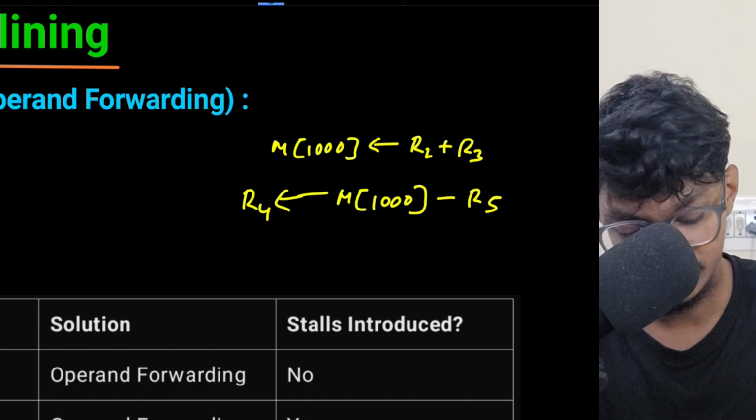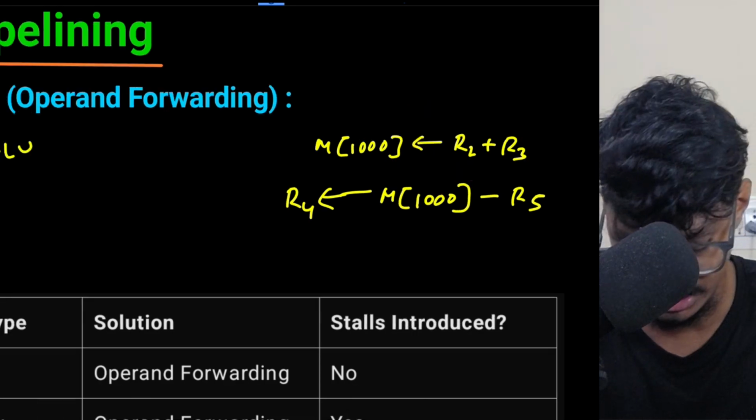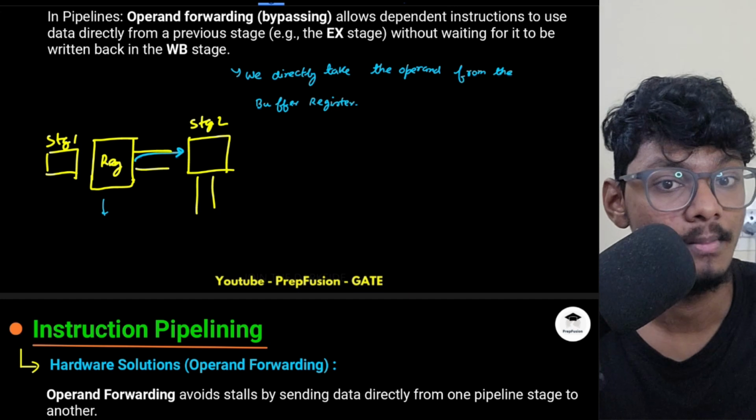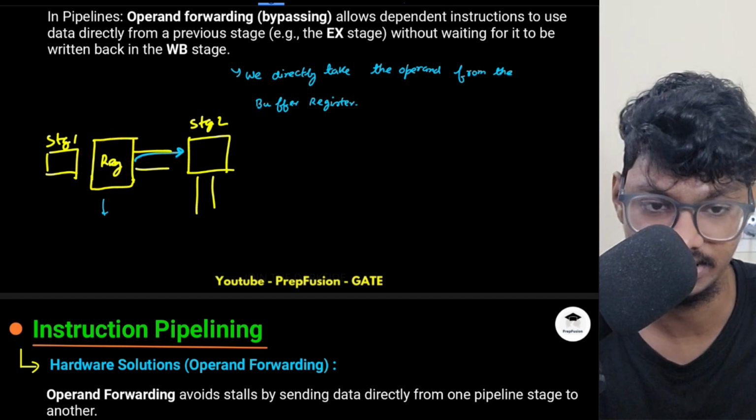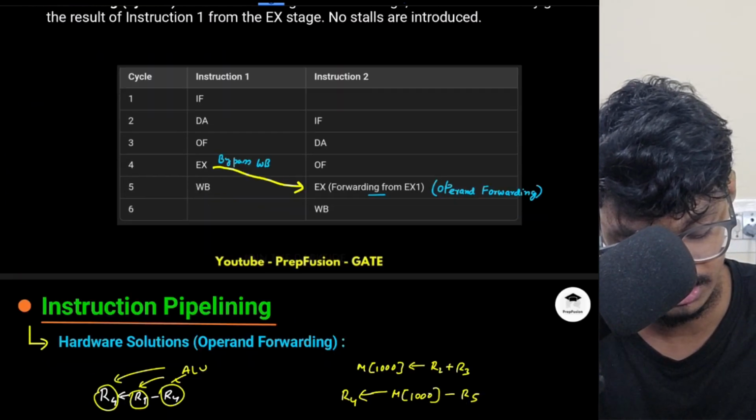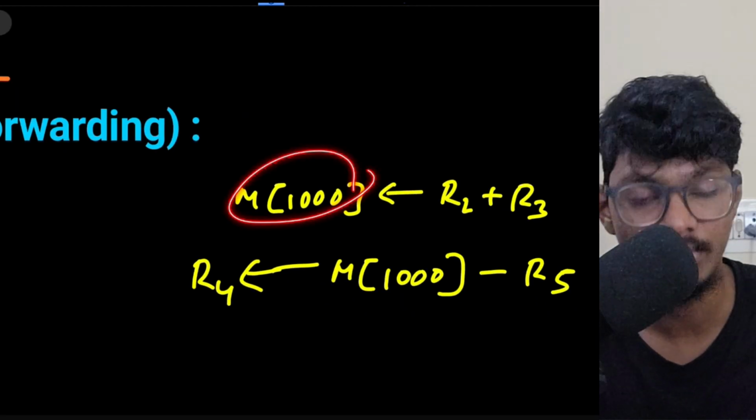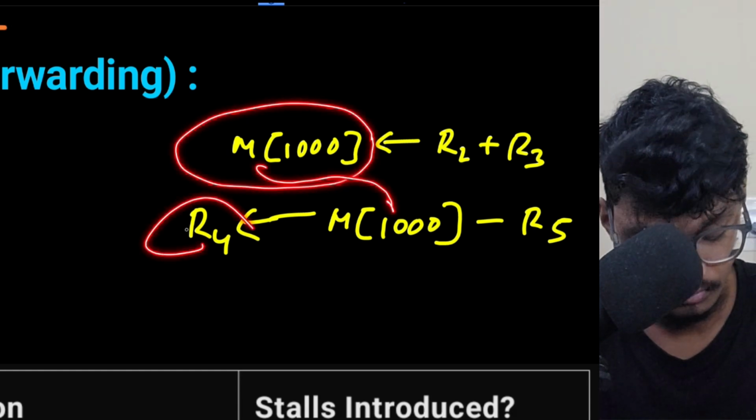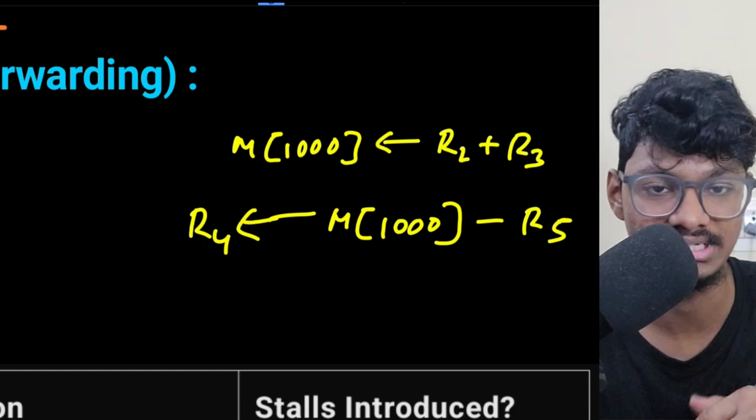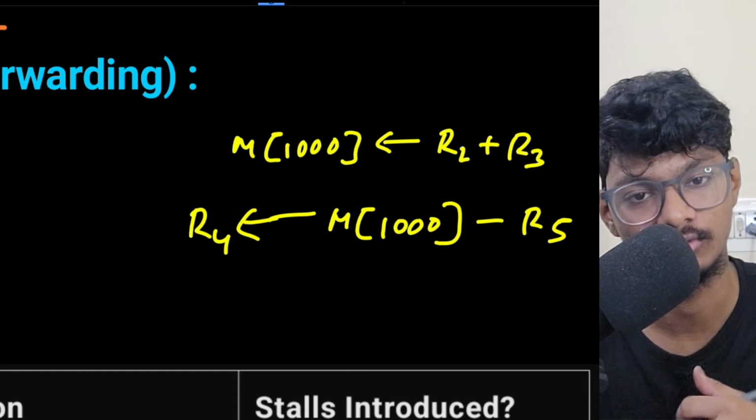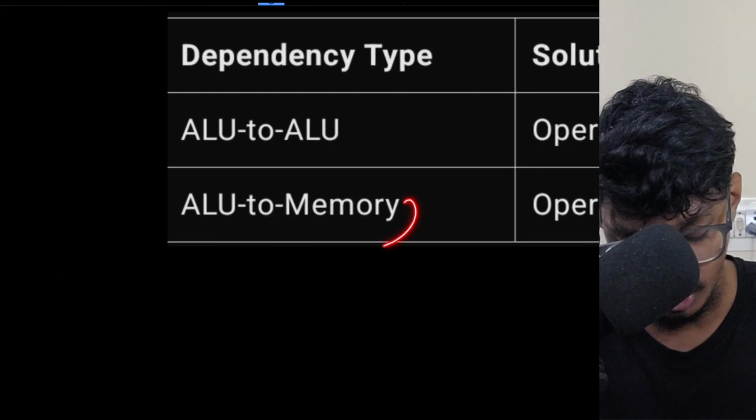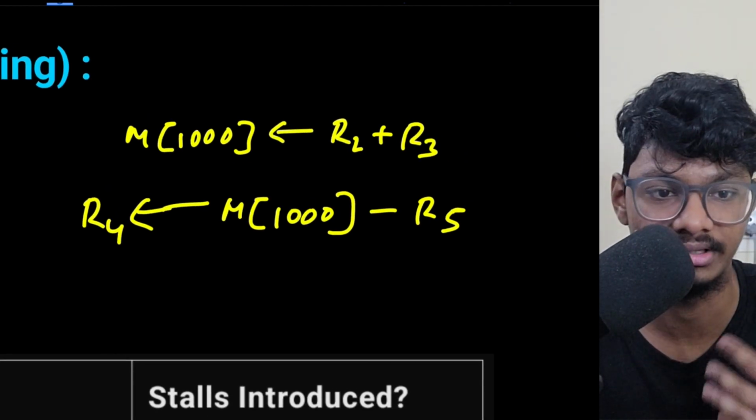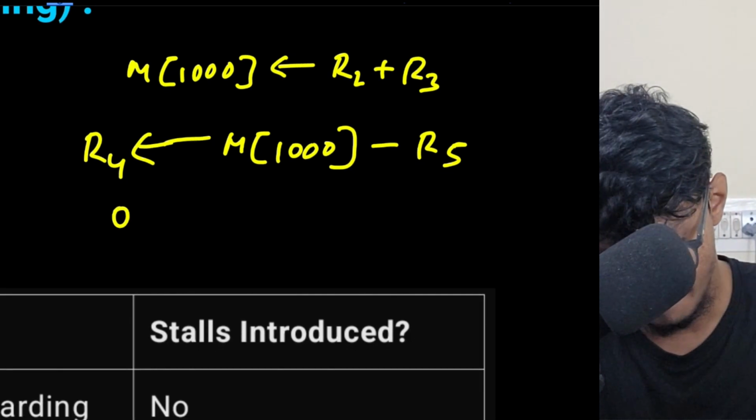No, why? Because I am not storing this addition value in a register. Previously I was storing it in a pipeline register somewhere, but now the instruction has told me it is not stored in a register. It is stored in a memory location. So I cannot instantly take the value from this memory location, because accessing memory is very, very slow. It takes time. So if I am doing some ALU to memory operation, operand forwarding is not possible. We have to introduce stalls only. We don't have any other way.